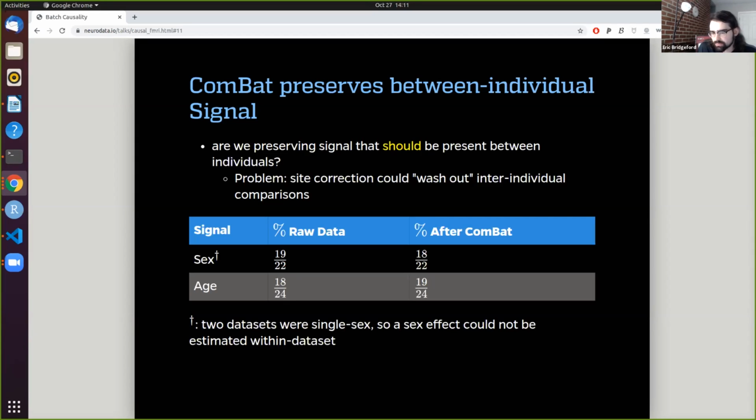And so what we did here was we took a look at whether or not sex and age effects were present before and after combat. And we found that after adjusting for multiple comparisons, both sex and age effects were fairly prominent. So we haven't removed this sort of inter-individual signal.